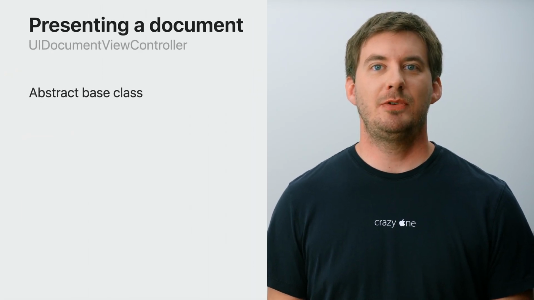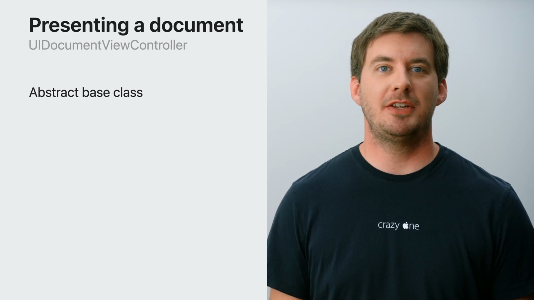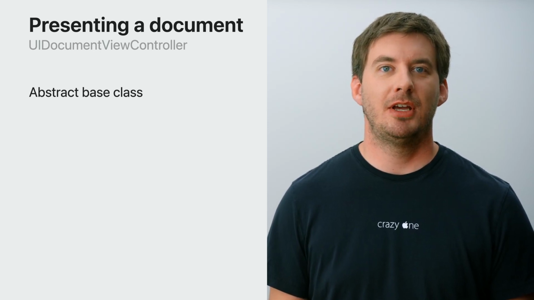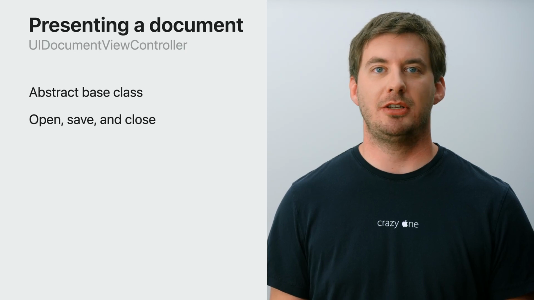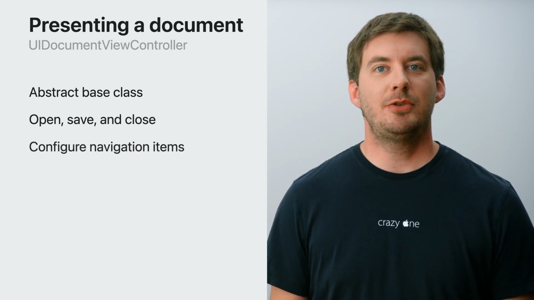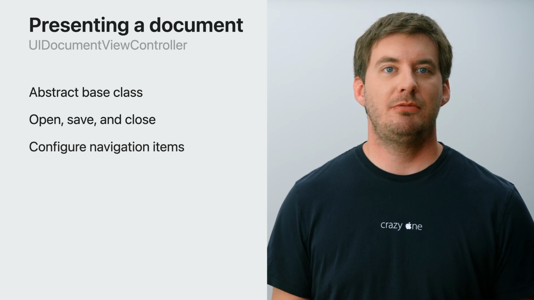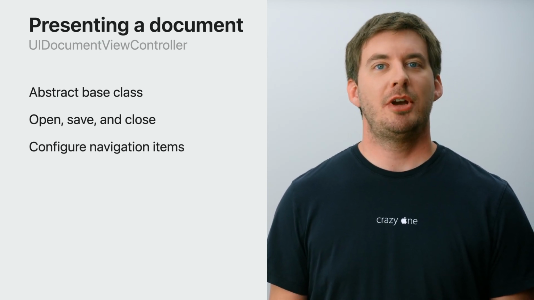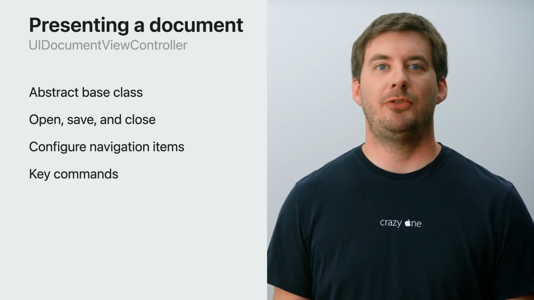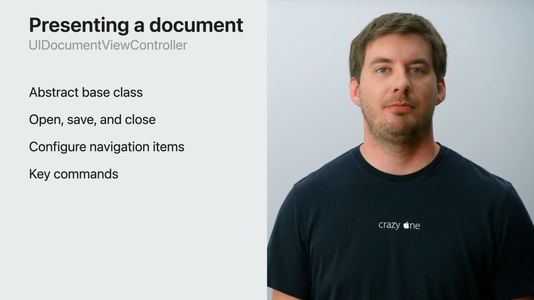Next, presenting a document with the new UIDocumentViewController. Similar to UIDocument, UIDocumentViewController also is an abstract base class that is meant to be subclassed. It manages opening, saving, and closing the document and populates its navigation item with information from its associated document. This includes the title, the navigation item's title menu, its UIDocumentProperties object, and the rename delegate. UIDocumentViewController also provides key commands for common actions like undo and redo.